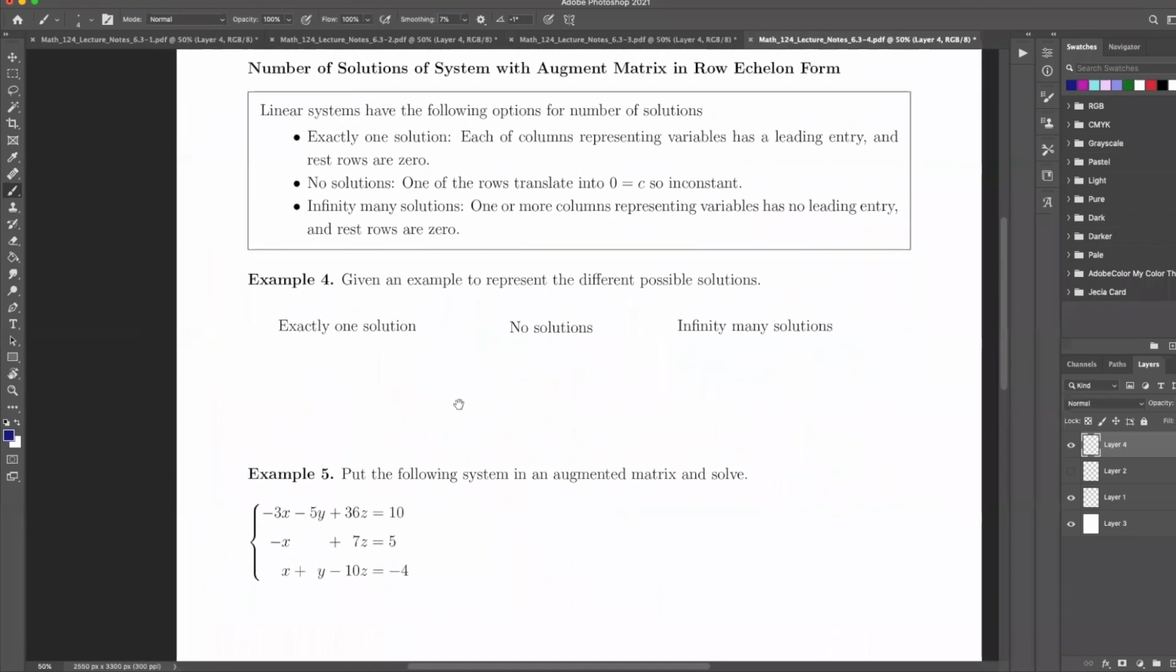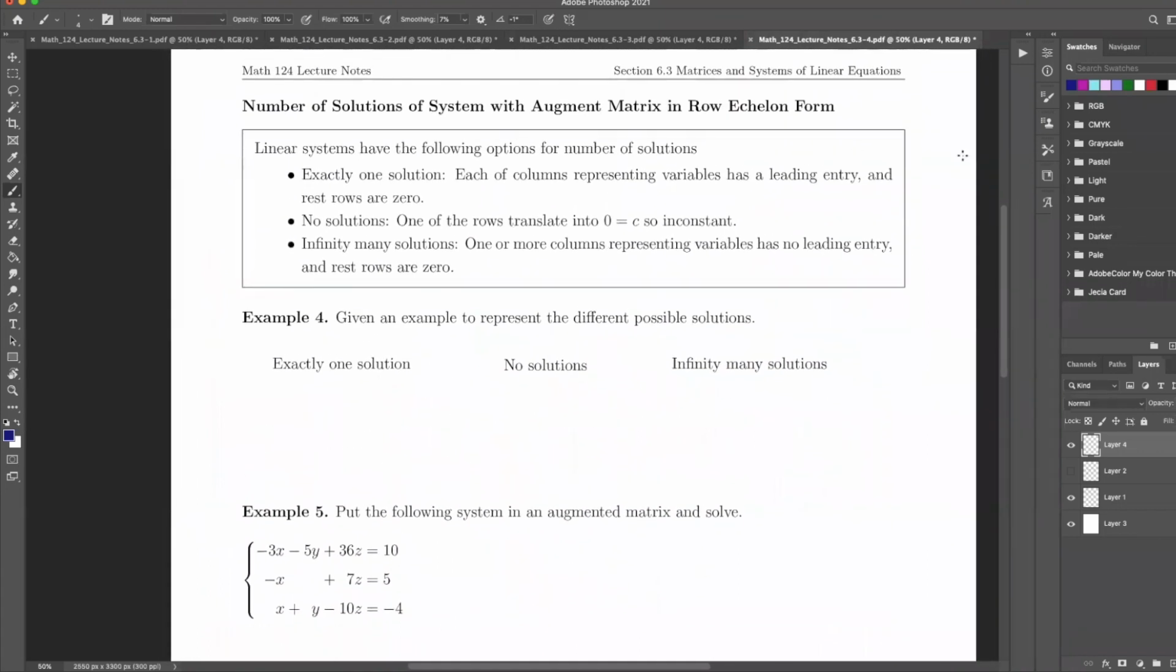All right, so what we have here: if I have it in reduced row echelon form, and I'll just use stars to represent numbers, and it looks like this, there's exactly one solution. So I have a 1 and a 0, 1 and a 0. This one has exactly one solution, and you just read it off. X is this number, Y is this number, Z is this number.